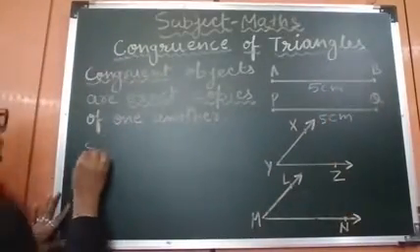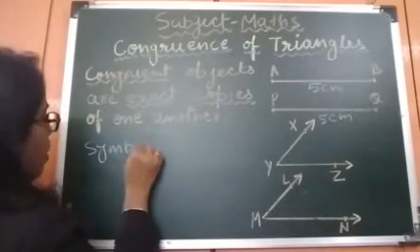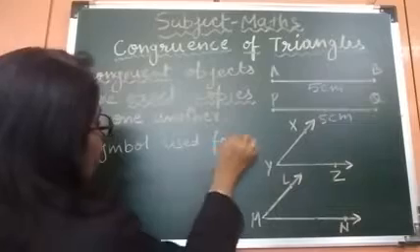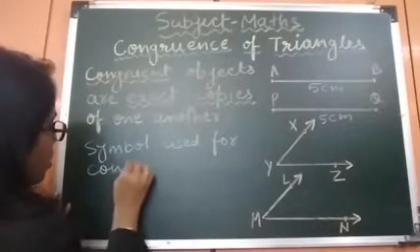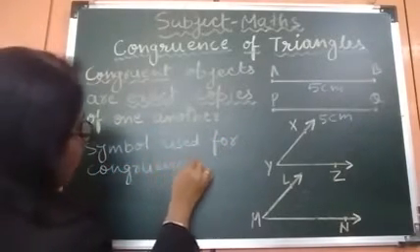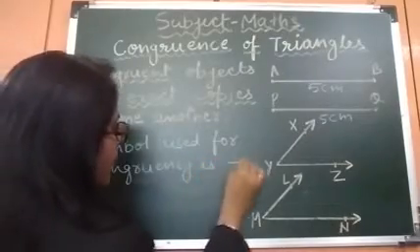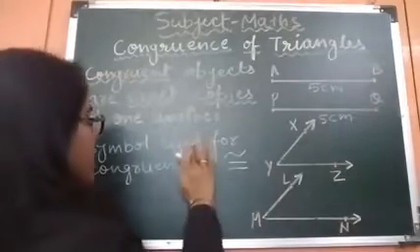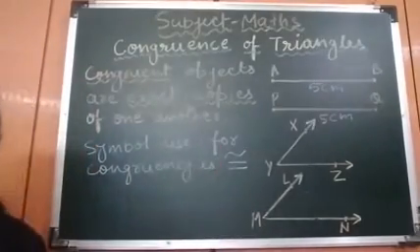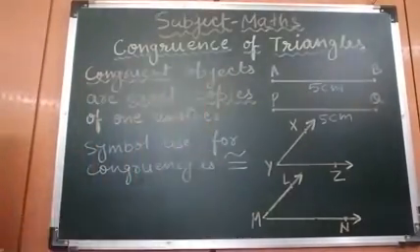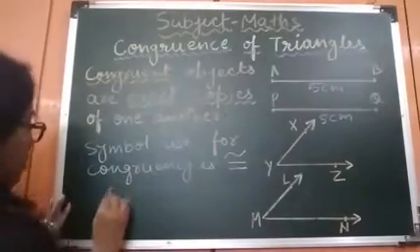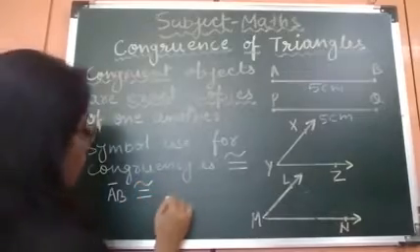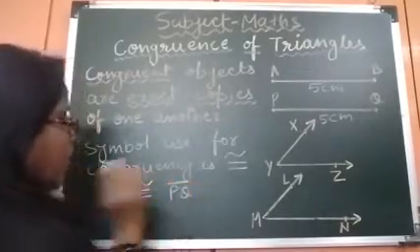Do you know the symbol of congruency? This is the symbol we use for congruency. Now AB is congruent to PQ. We will write line segment AB is congruent to line segment PQ.